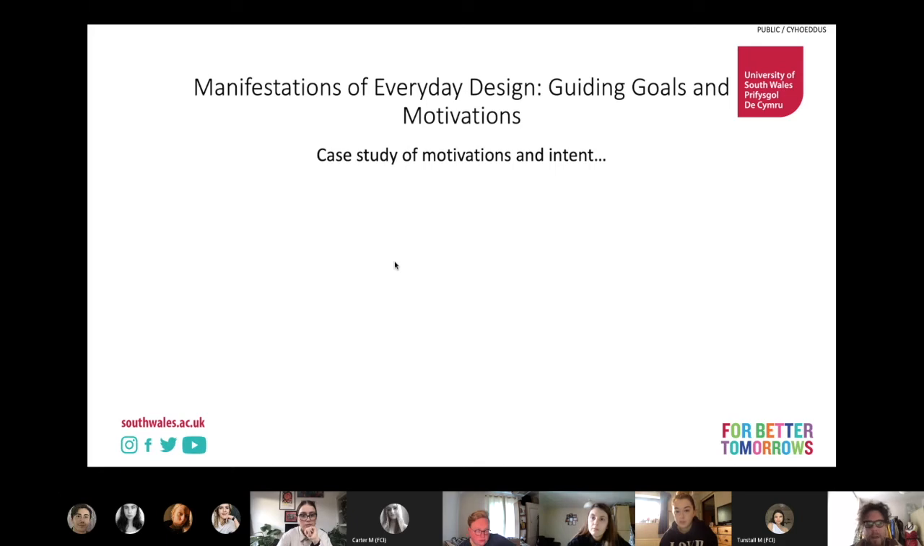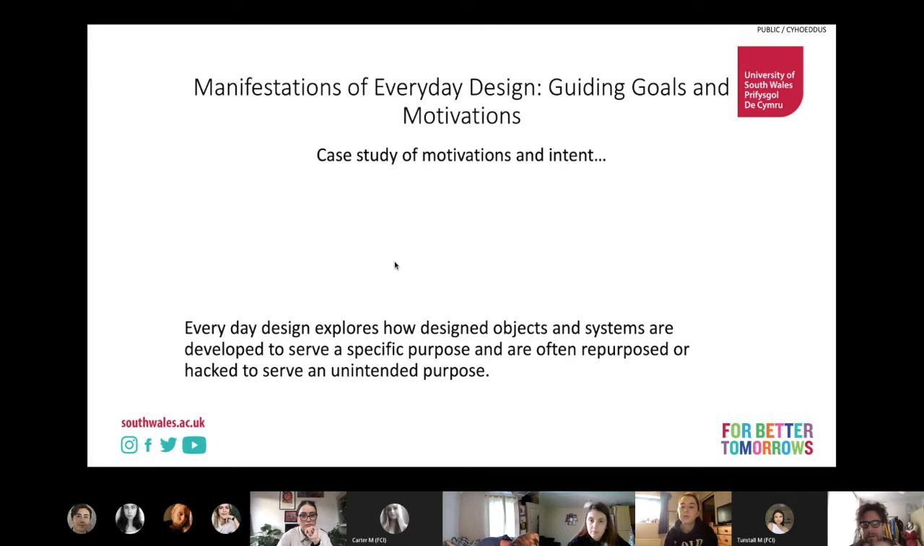So this is the paper that I gave you guys, the Manifestations of Everyday Design, Guiding Goals and Motivations. And it looked at motivations and intent of everyday design. So everyday design explores how designed objects and systems are developed to serve a specific purpose, and those things are often repurposed or hacked to serve an unintended purpose. Now, the paper itself talks about IKEA hacks quite a bit, but there's a fantastic website on IKEA hacks, which I would recommend you guys check out.